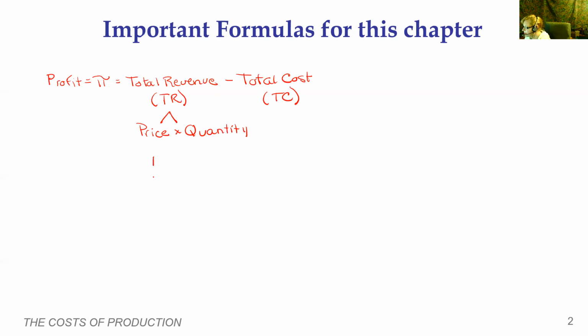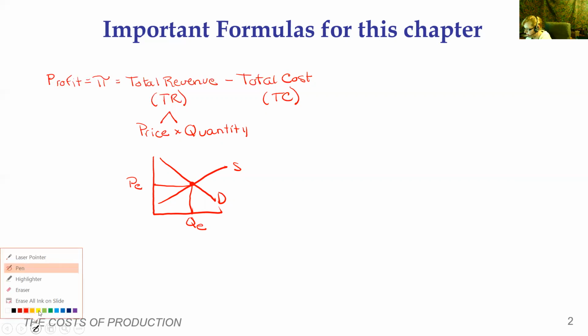And in chapter 4, we studied the idea of we have a demand curve and we have a supply curve. Our price equilibrium is going to be right here, and our quantity equilibrium is going to be right here, Q sub E. We have said that our profitability is this area right here, this rectangle.